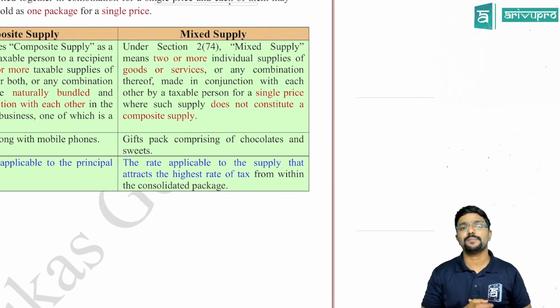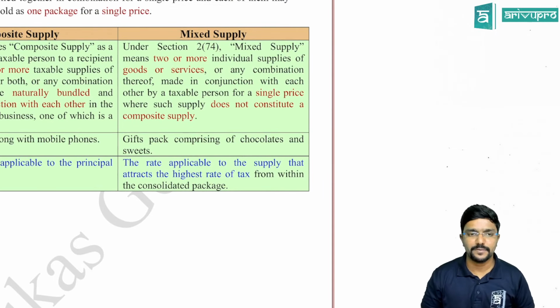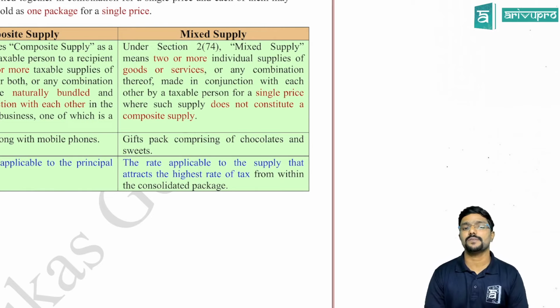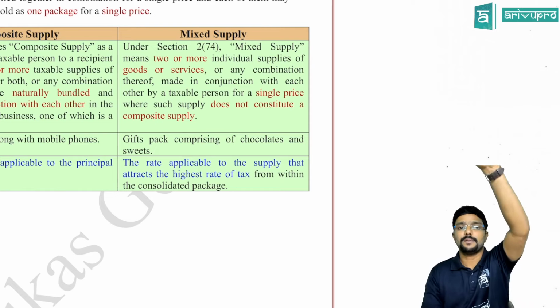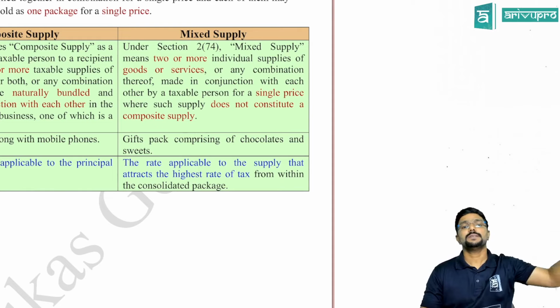Then coming to mixed supply, it is defined in section 2 clause 74. Mixed supply means two or more individual supplies of goods or services or any combination thereof made in conjunction with each other, that is, they are also supplied together for a single price by a taxable person, where such supply does not constitute composite supply. Means what is not composite is mixed supply. Okay, means multiple supply which is not composite is mixed supply.